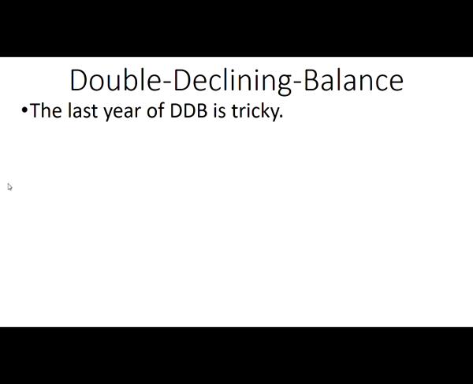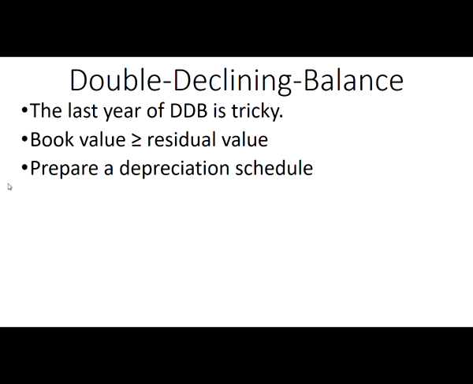Now, the last year of double declining balance is tricky because you don't follow the formula. The book value always has to be higher than residual value. I'm going to remind you what book value is shortly. My suggestion for double declining balance, especially if you have to depreciate it all the way to the end: if you're just doing a year or two, maybe you don't need to do a depreciation schedule. But if you're going to do the full life of the asset, my recommendation is do a depreciation schedule, and I'm just about to show you how to do that.